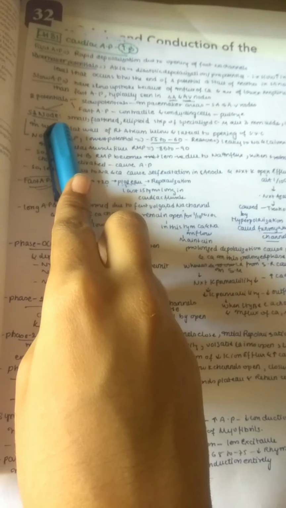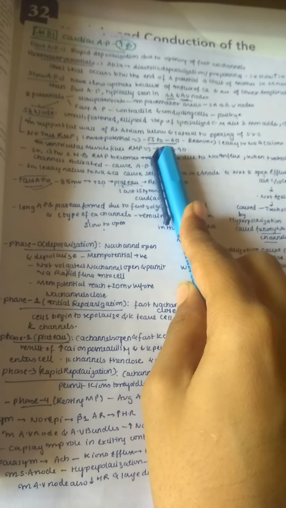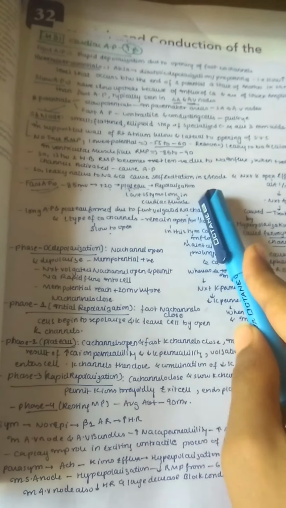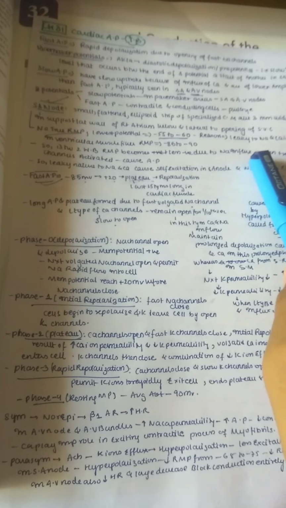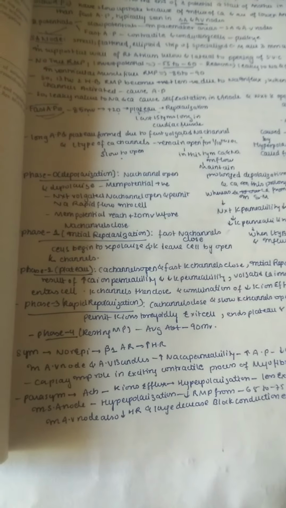But in the case of the SA node, first depolarization, next hyperpolarization, again going to threshold by funny sodium channels. Here we have L type calcium channels. That's it. Now let us see the phases.